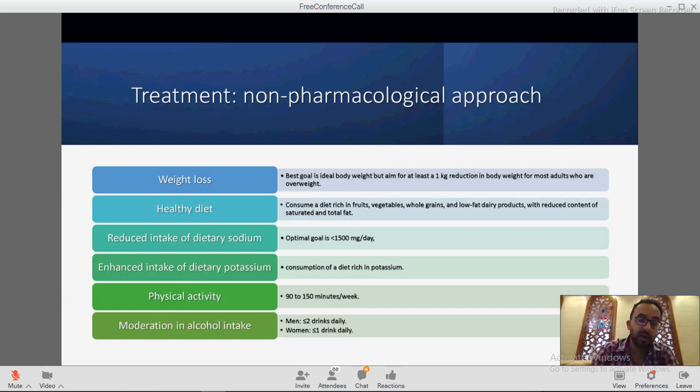Eat a healthy diet. It's very simple. Consume a diet that is rich in fruit, vegetables, and whole grains, and reduce the amount of fat, especially saturated fat and trans fat. This is important because it will result in better control of blood pressure. Reduce the intake of dietary sodium; the optimal goal is less than 1500 milligrams per day.